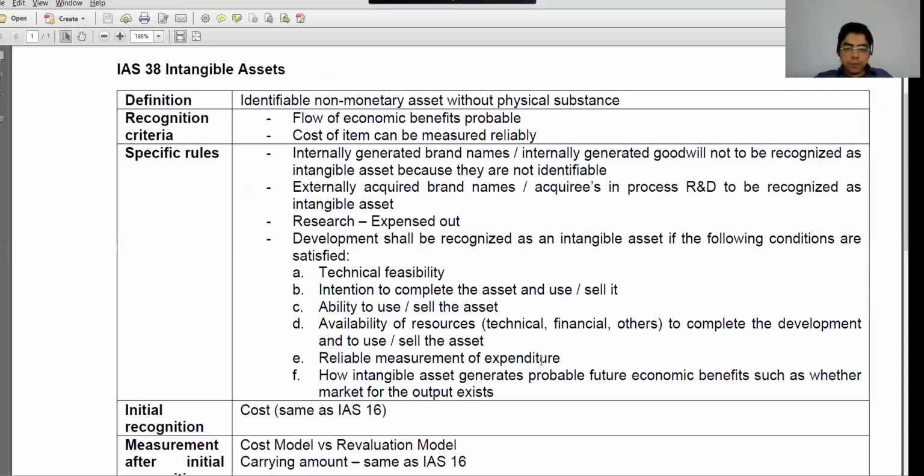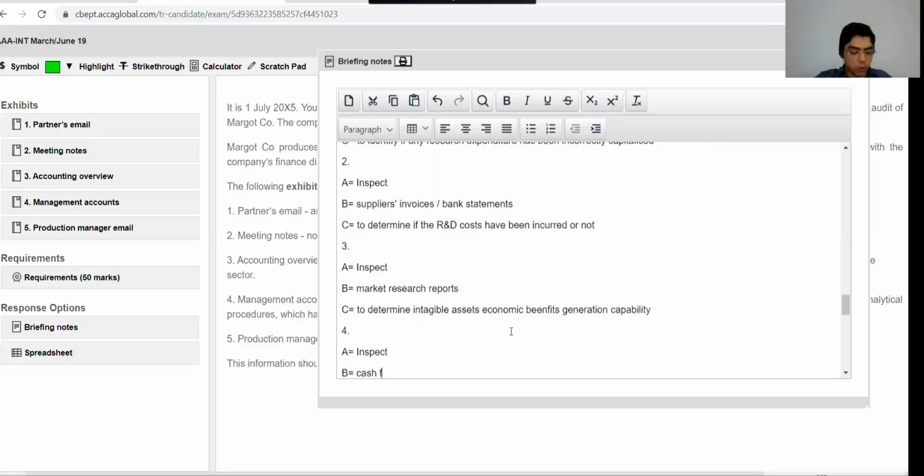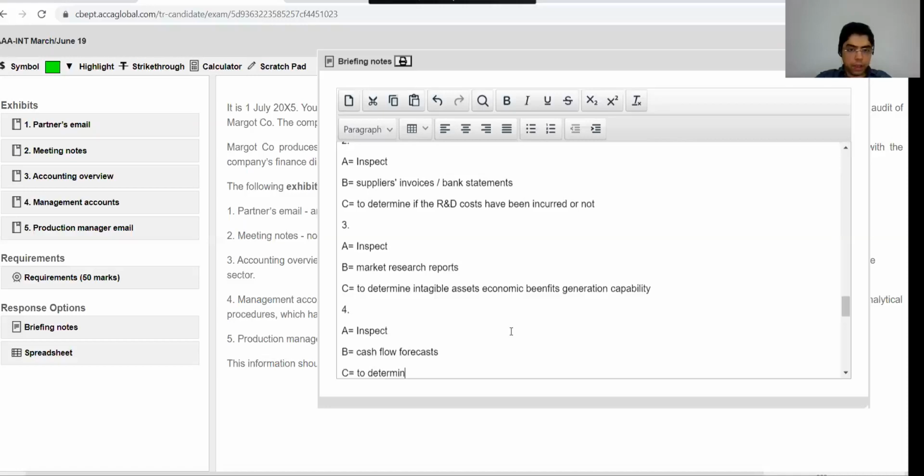What else? Availability of resources, technical, financial, others. So you could inspect cash flow forecasts to determine if the company would have sufficient funds available to finance the development exercise.